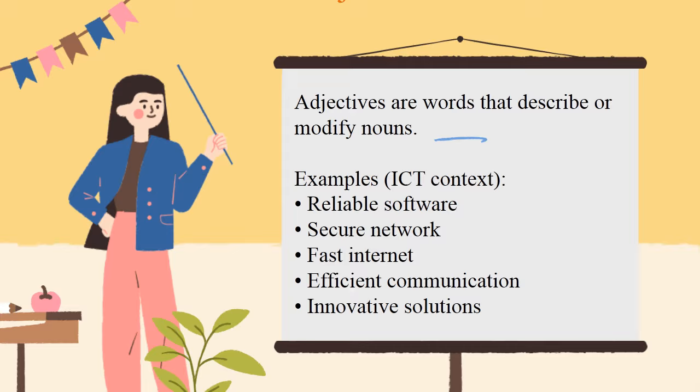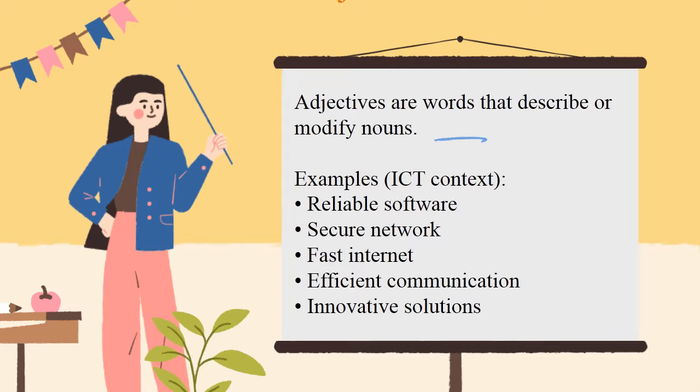Examples here in the ICT context, we can say "reliable software." Here the adjective is reliable, however software is a noun. Let's describe the second noun, network. We can say "secure network." We can say as well "fast internet," "efficient communication," and "innovative solution."